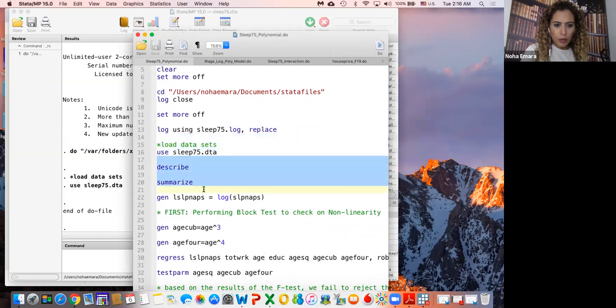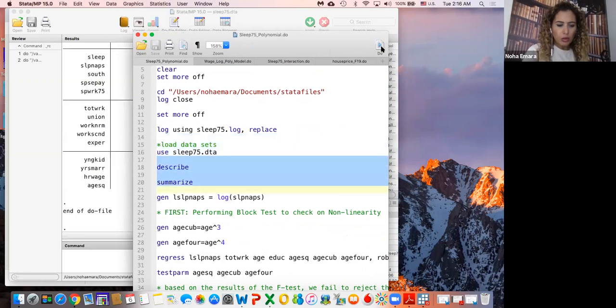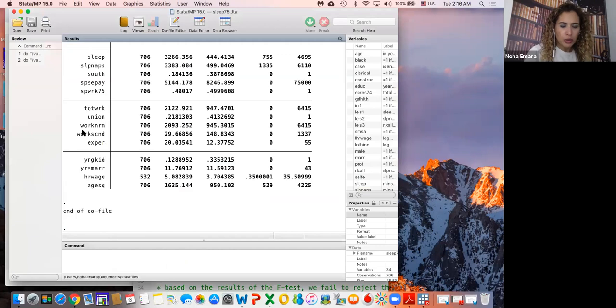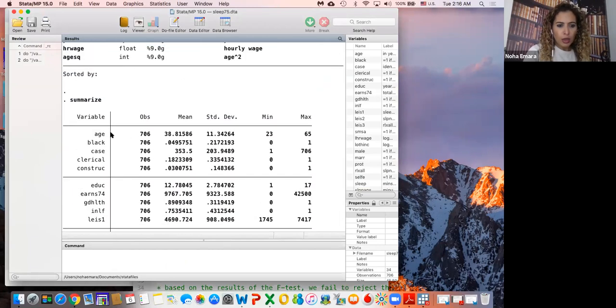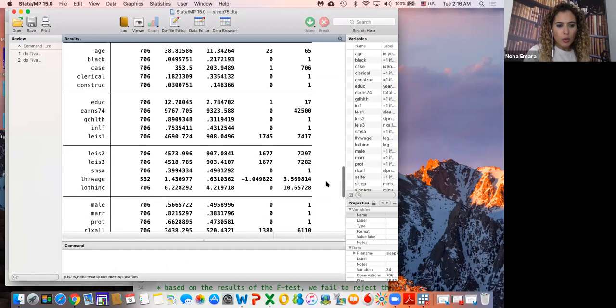Let's describe it, summarize it. This is usually done without me asking you. You would need to look at your data set just to know, okay, age: the youngest person is 23, the oldest person is 65 years of age. Black is 0 or 1, so it's 1 if the person is black. And education starts from 1 year of education to 17 years of education, and so on.